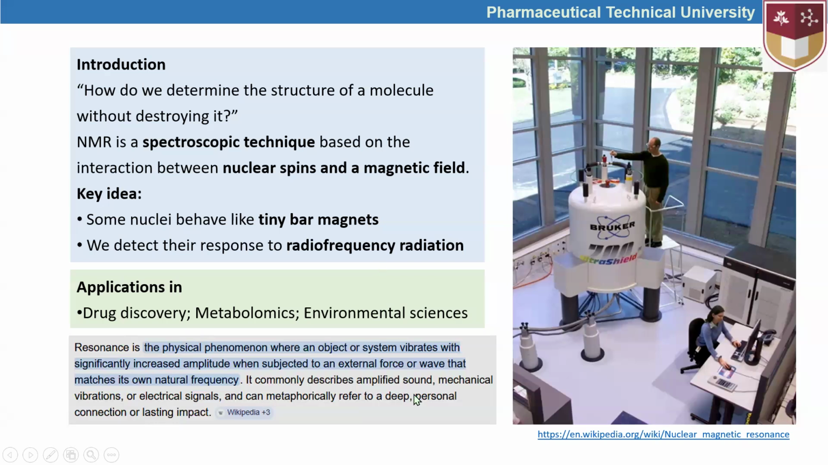So the increased amplitude is the point that determines NMR spectroscopy. Resonance commonly describes amplified sound, mechanical vibrations, and electrical signals. Metaphorically, it means a lasting impact or a personal connection. In our case, the resonance belongs to the increased amplitude. Okay.